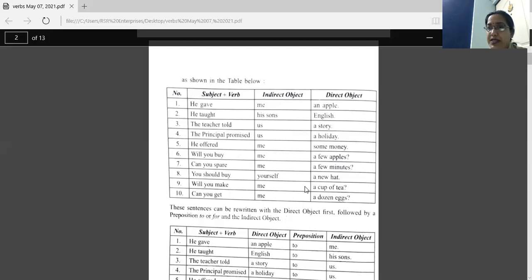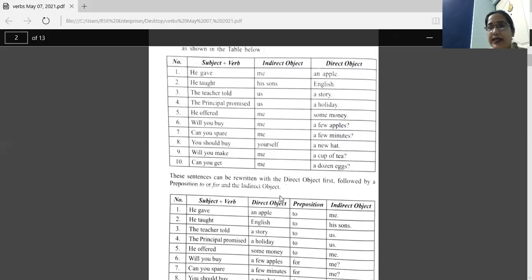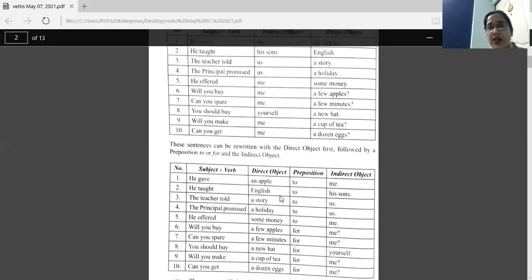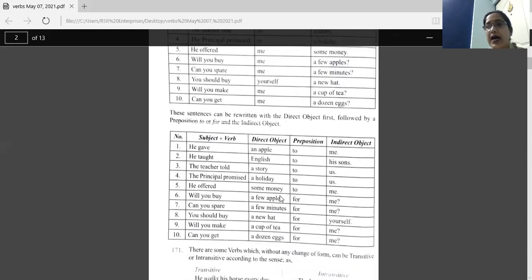Will you make me a cup of tea? Will you make me what? The answer is a cup of tea. So this is the direct object. And this cup of tea is for whom? Me. So this is the indirect object. Can you get me a dozen eggs? Get me what? The answer is a dozen eggs. So this is the direct object. And a dozen eggs for whom? For me. So this is the indirect object. I hope you have understood how to identify direct object and indirect object in a sentence if two objects are given.